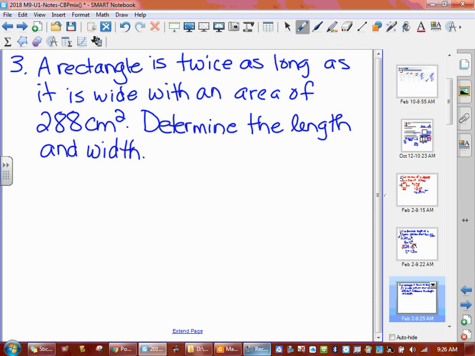Okay, I'm going to write the next question down so that we can write all our questions down, and then we'll go back and we'll solve it, okay? So, number 4. Rectangle.